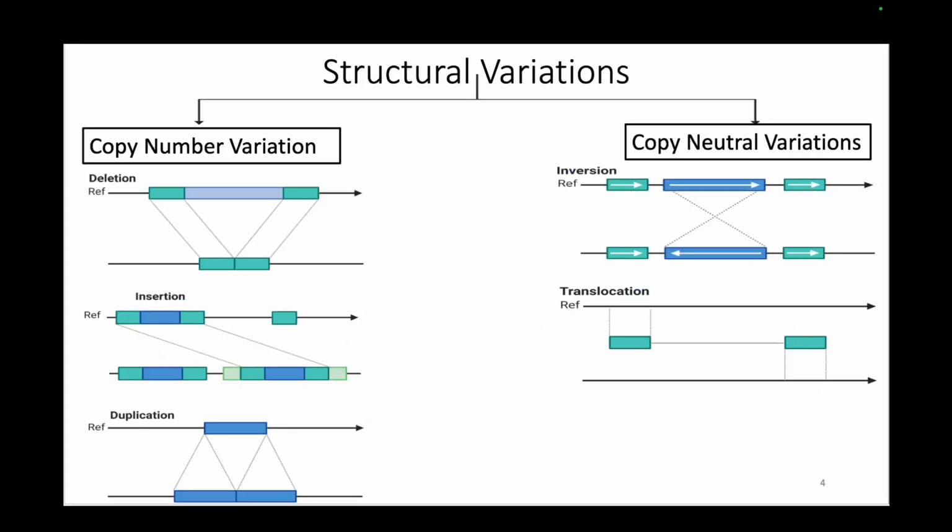Now we come to another type of variation, known as structural variations. As I was saying, these are anything greater than 50 base pairs. There are two major types of SVs. One is copy number variant, and one is copy neutral variant. In a copy number variant, a part of the genome is actually added or deleted, so the copy number increases or decreases. That's why it is known as a copy number variation. This can include insertion, deletion, or duplication.